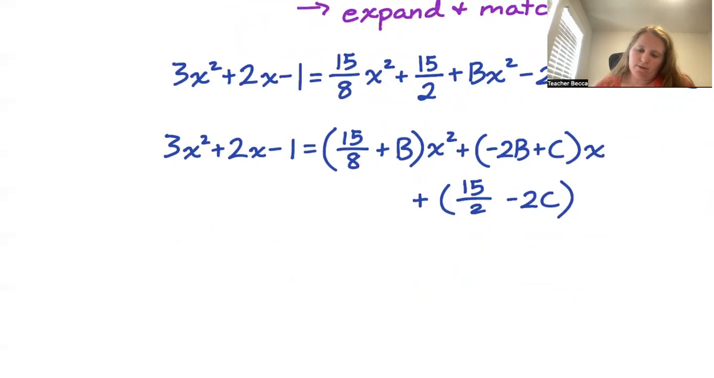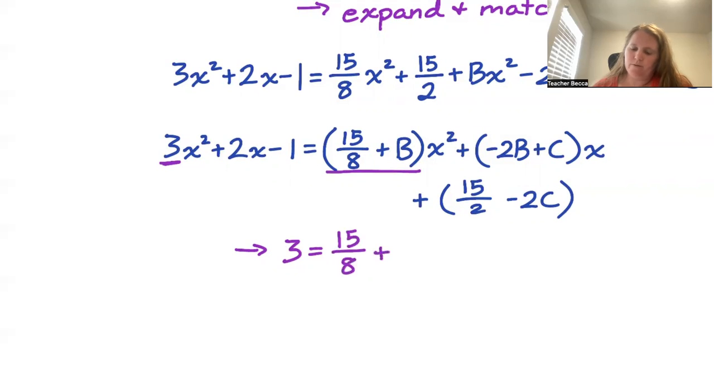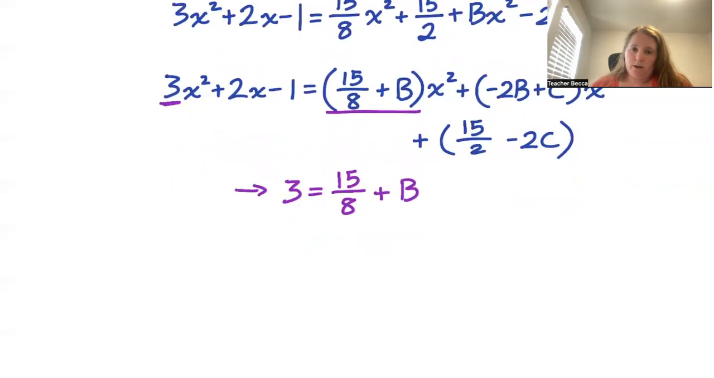So matching coefficients, we have the 3 in front of the x squared should match that 15/8 plus b. We have, therefore, that b should be equal to 9/8.